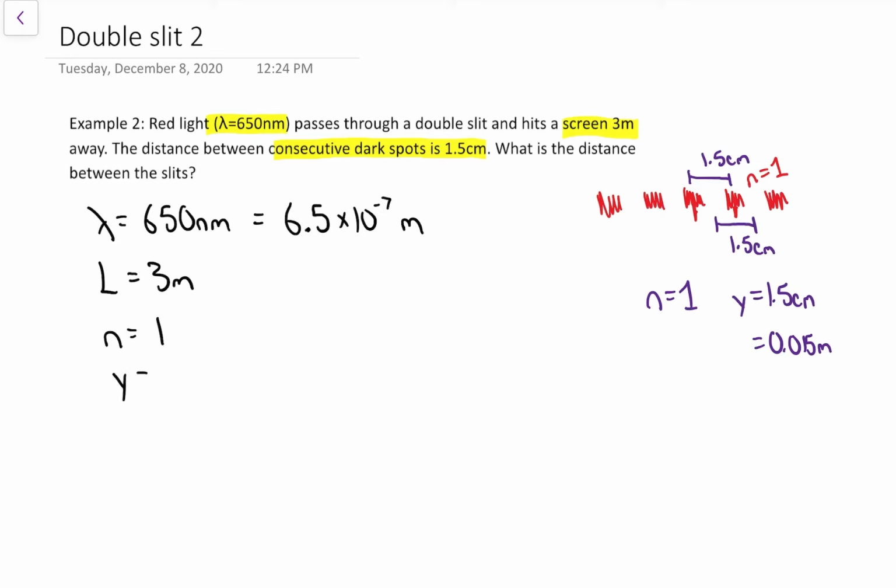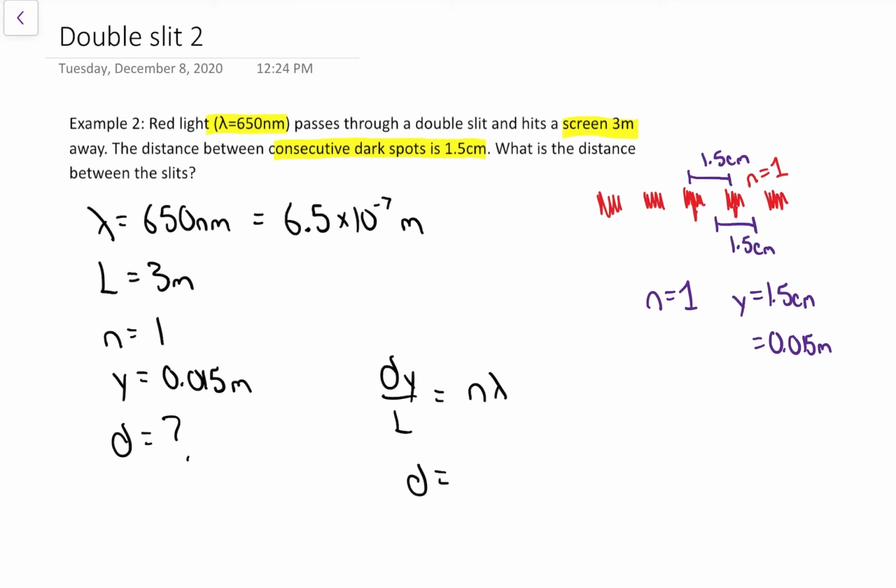So we know n, we know y. This particular question is asking us for the distance between the slits. Since we've worked it out and used logic to figure out how far it is to that first bright spot, even though the question talked about dark spots, our logic got us to where the bright spot was. We're going to use the constructive equation.